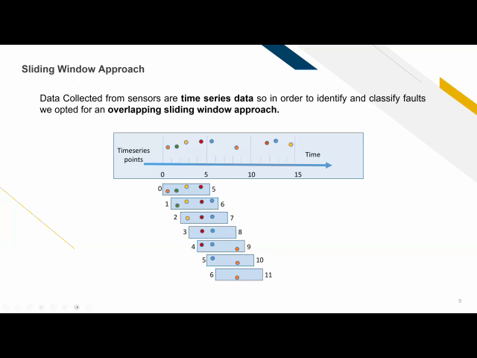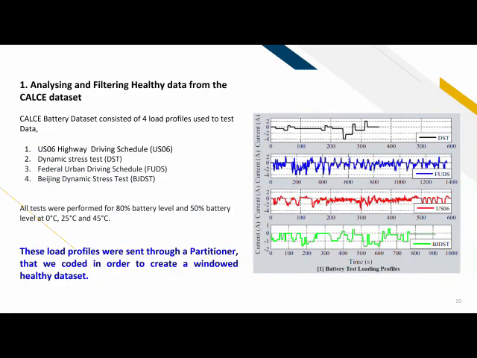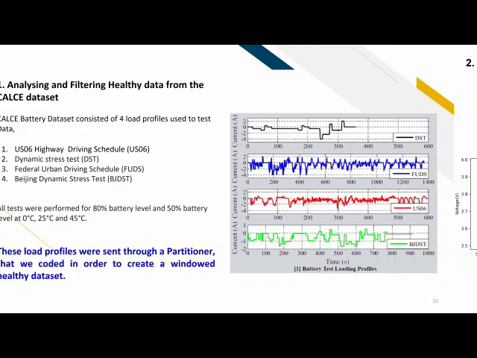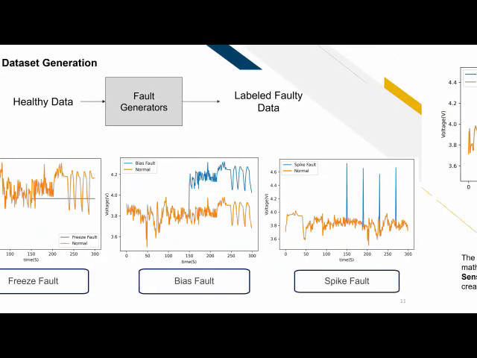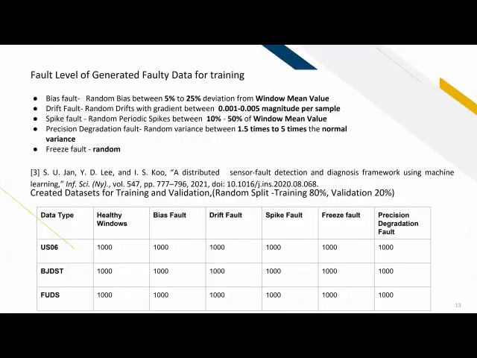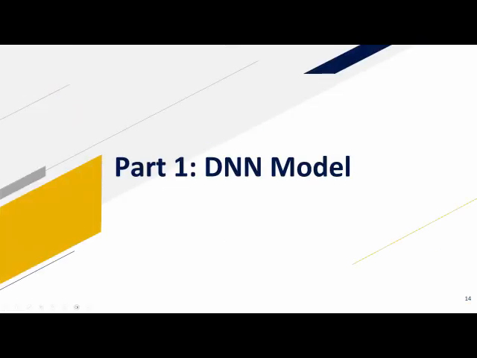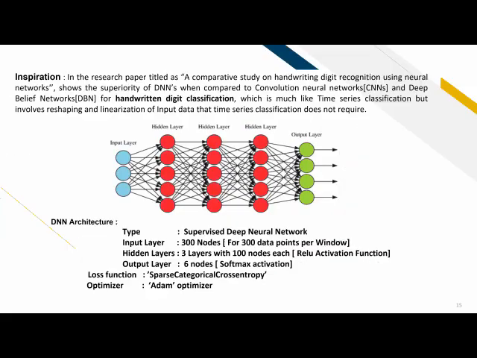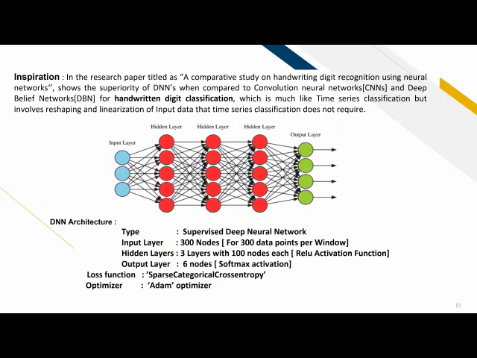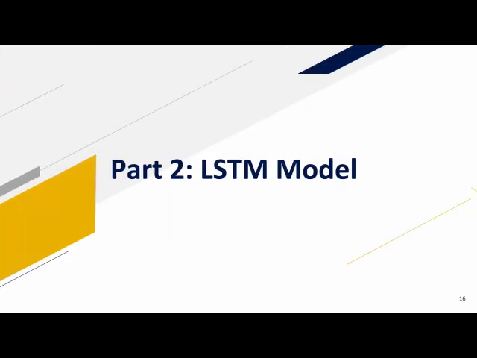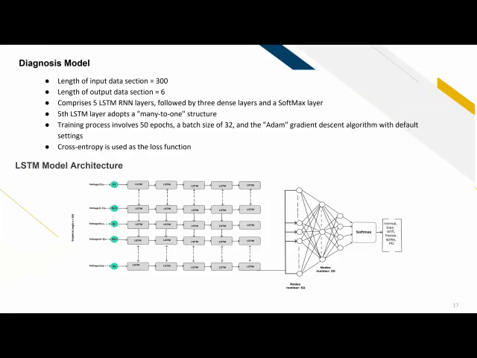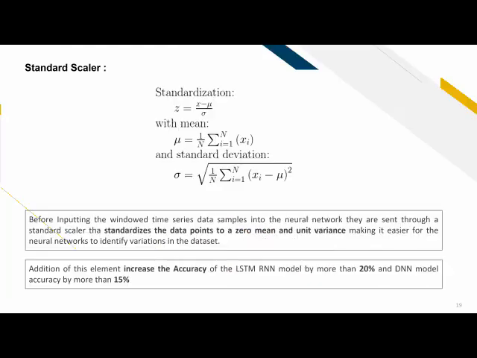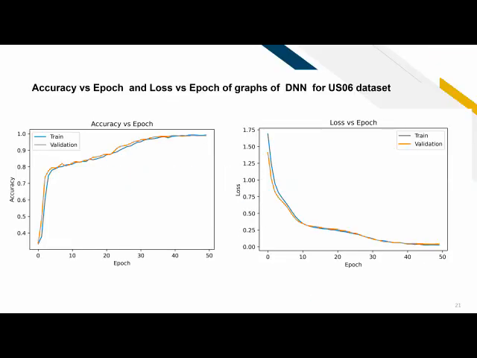So these are the data that we got. We created the fault, we recorded the data, and we tested the model. This is the neural network based architecture that we have built: a supervised deep neural network with 300 nodes in the input layer, 3 hidden layers, and an output layer of 6. And the LSTM is a recurrent neural network architecture that we have implemented into that. Finally, we were able to get this kind of results.